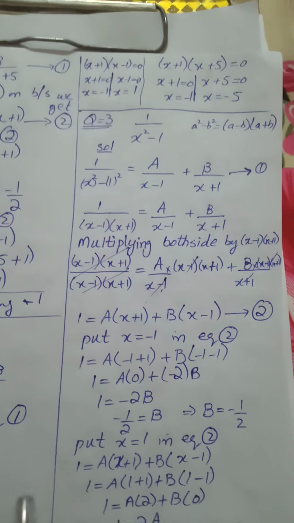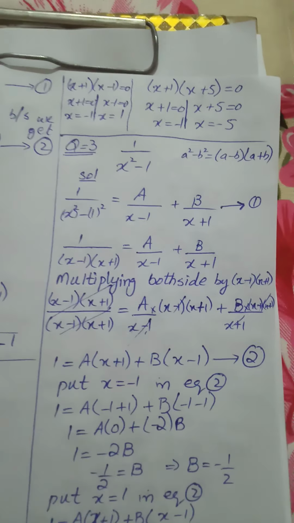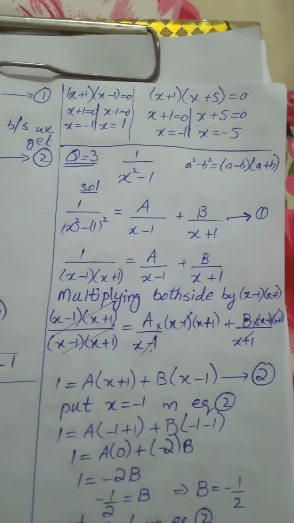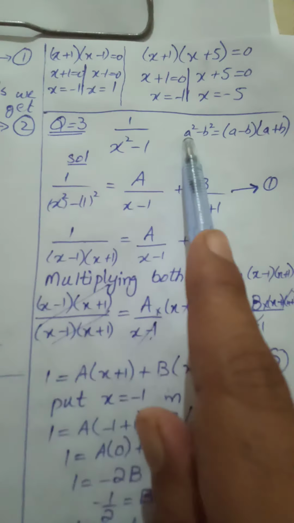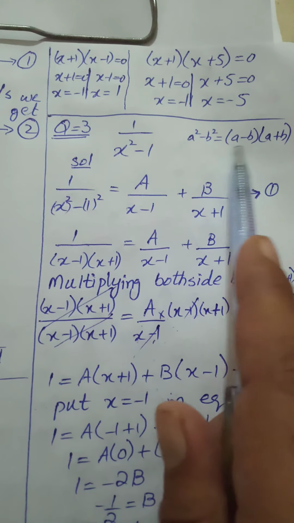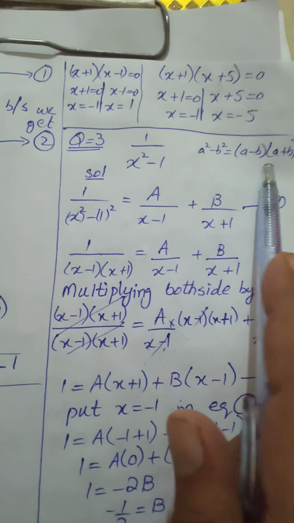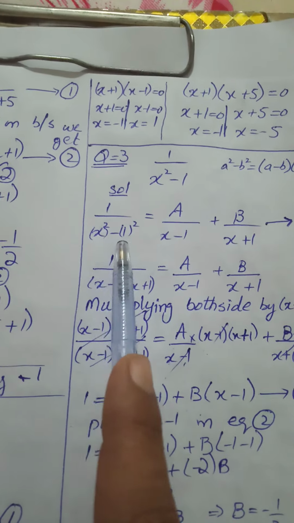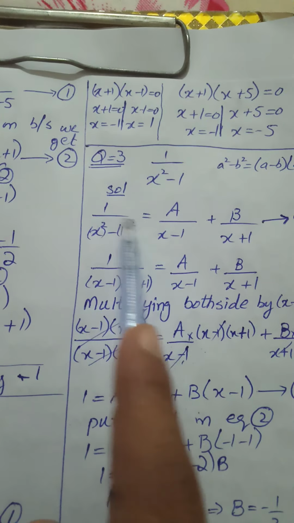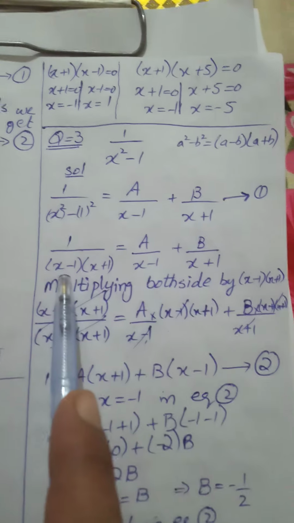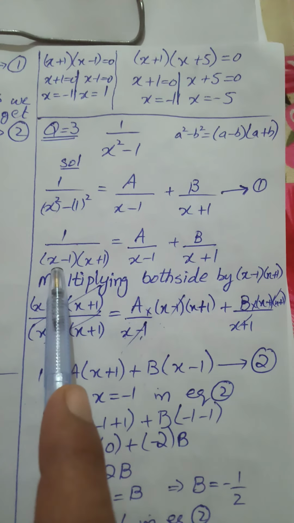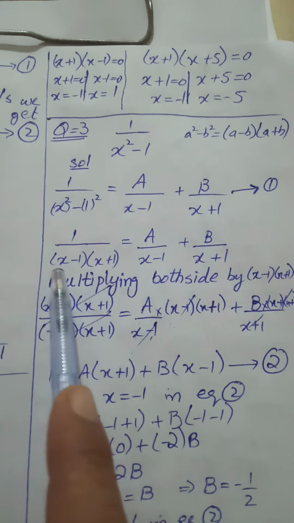So actually I can do some steps in this portion. Let's say a square minus b square is equal to (a minus b) into (a plus b). This is a formula. Here we can find x minus 1 and x plus 1. Here we can write x minus 1 and x plus 1. So to introduce a and b, this is a linear equation.